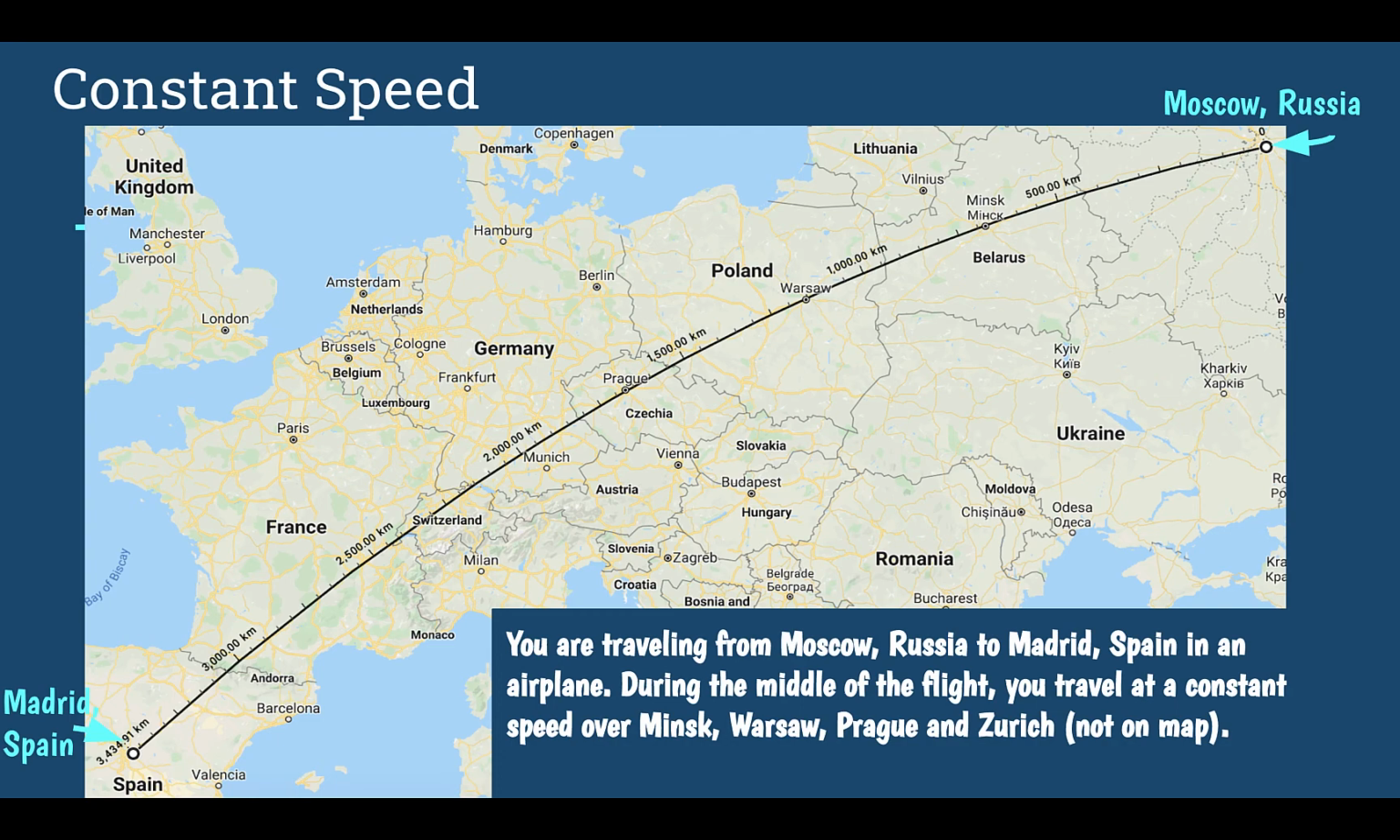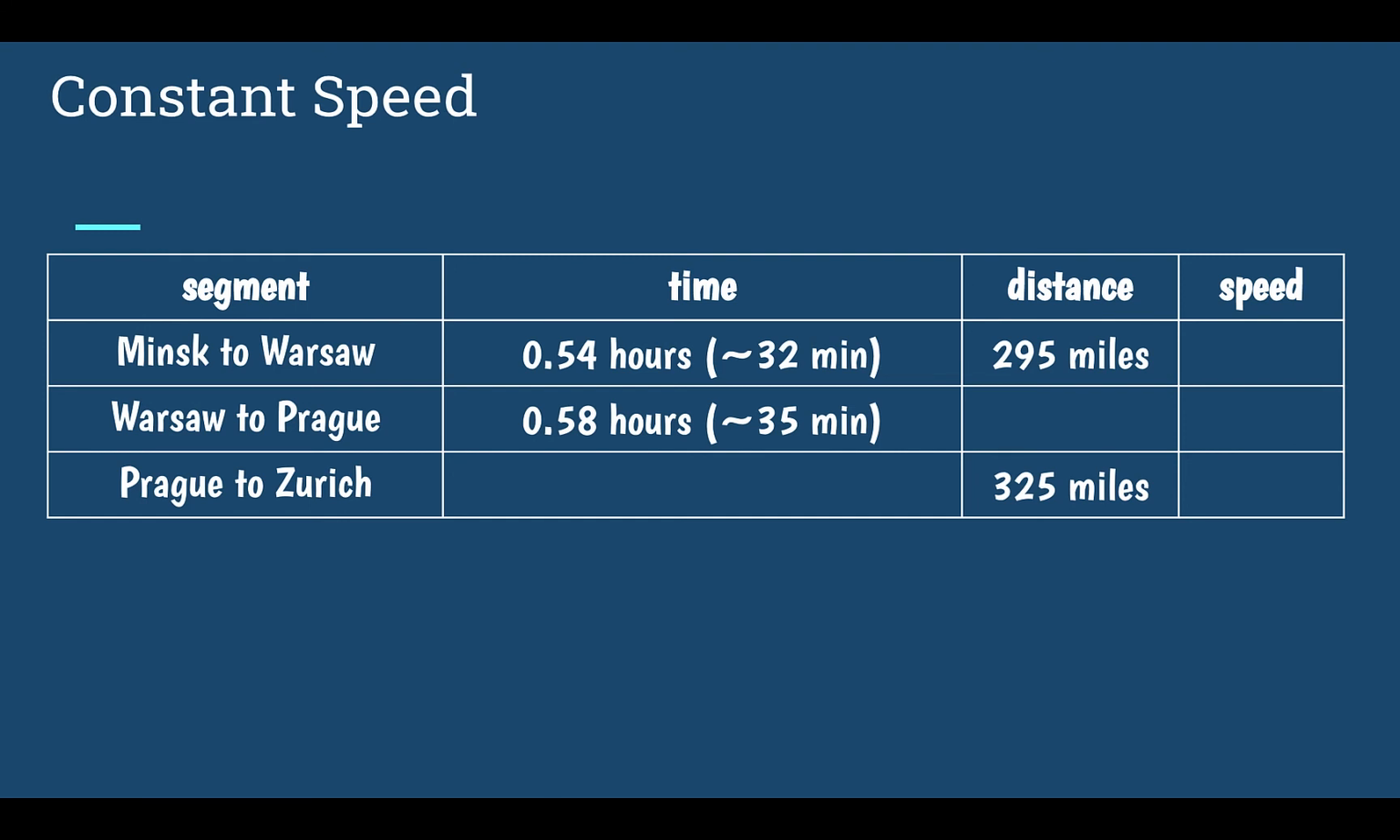So you're traveling from Moscow, Russia to Madrid, Spain in an airplane. During the middle of the night, you travel at a constant speed over Minsk, Warsaw, Prague, and Zurich, which is not on the map. In the table, you are given some times. We want to figure out our distance and our speed, and then we also want to figure out the time it took to go from Prague to Zurich.